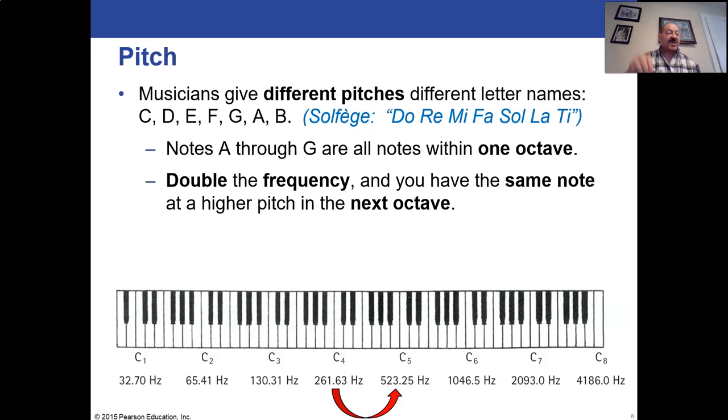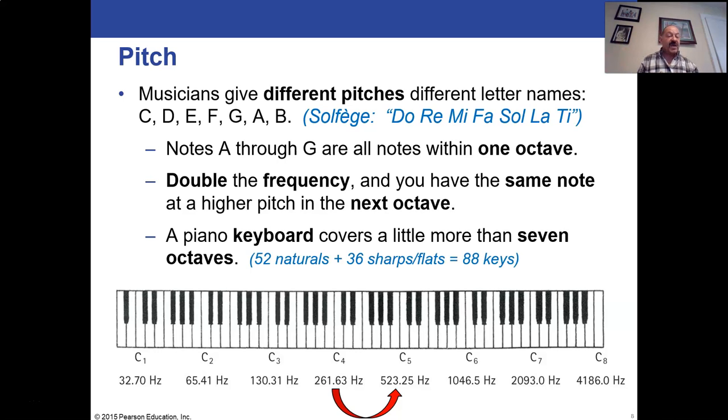Well, if you do that 6% increase 12 times, in other words, a full octave, 6% increase, 6% increase, and you do that 12 times, you will end up with 100% increase. In other words, you doubled the frequency. And so it all works out here.